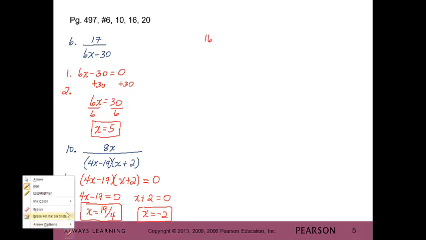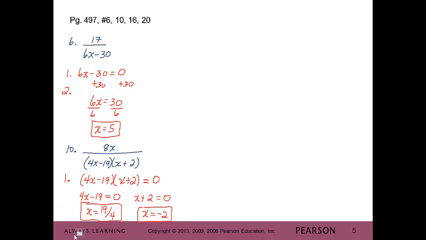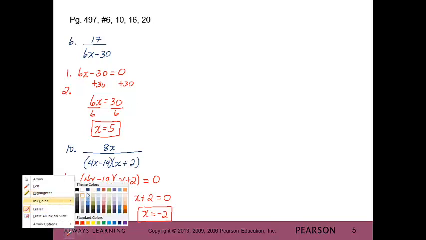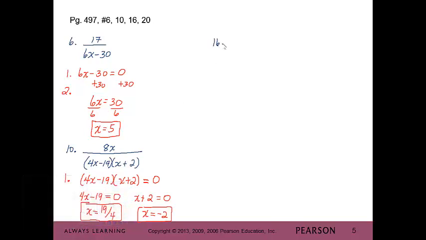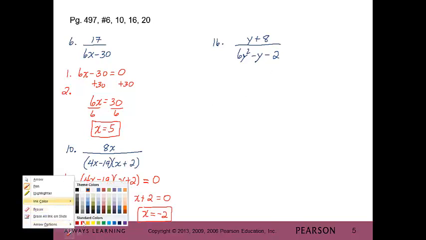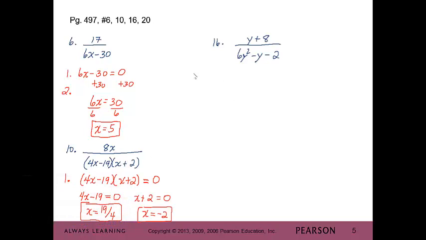All right, let's try number 16. And we have y plus 8 divided by 6y squared minus y minus 2. And again, we're finding the values of the variable that make the expression undefined. So we're going to start by setting the denominator equal to 0. So we have 6y squared minus y minus 2 equals 0. And then step 2 is to solve for the variable, but in this case we have to factor first.